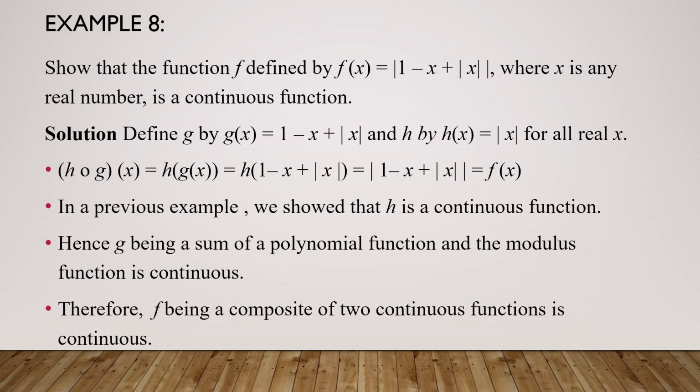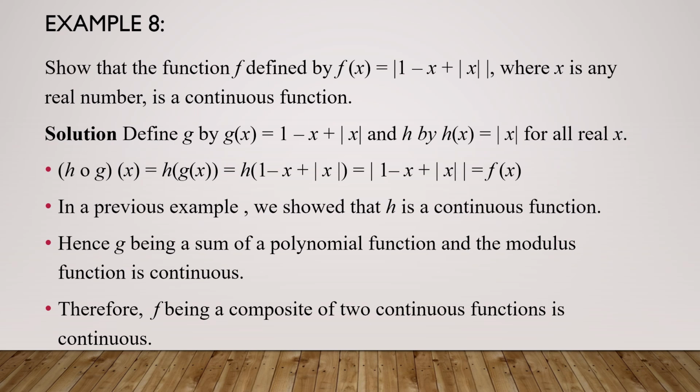Example 8. Show that the function f defined by f(x) equal to mod of 1 minus x plus mod x, whole mod, where x is any real number, is a continuous function. Now, first of all, we have just studied the theorems for composition of functions. So let us define the function g(x) as 1 minus x plus mod x, and the function h(x) as just mod of x for any real number x.